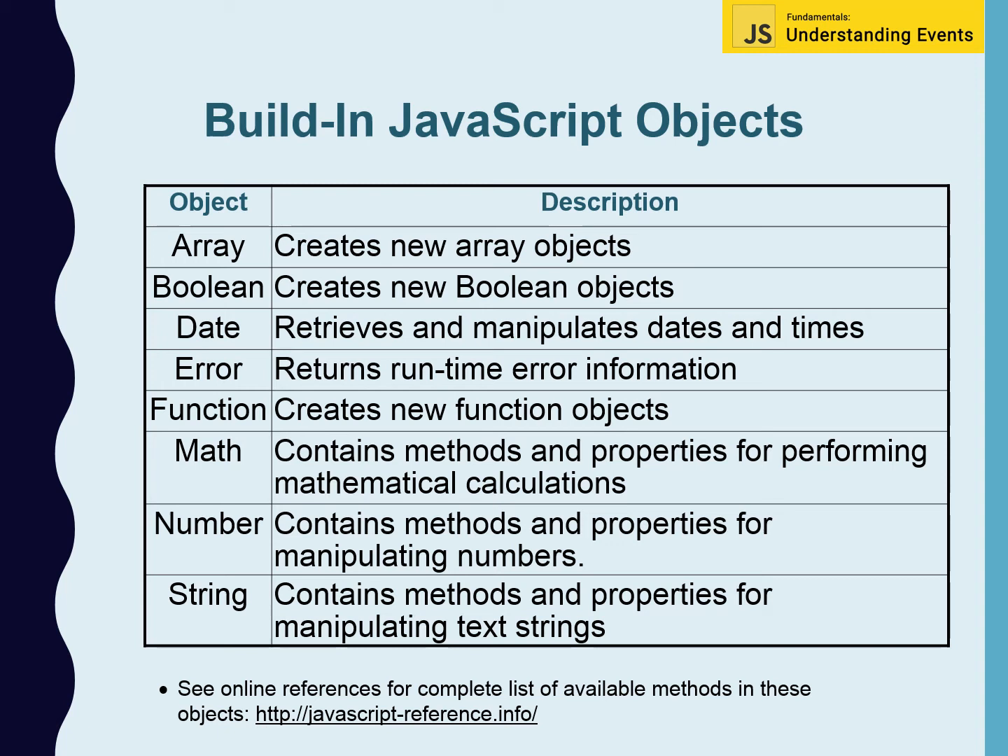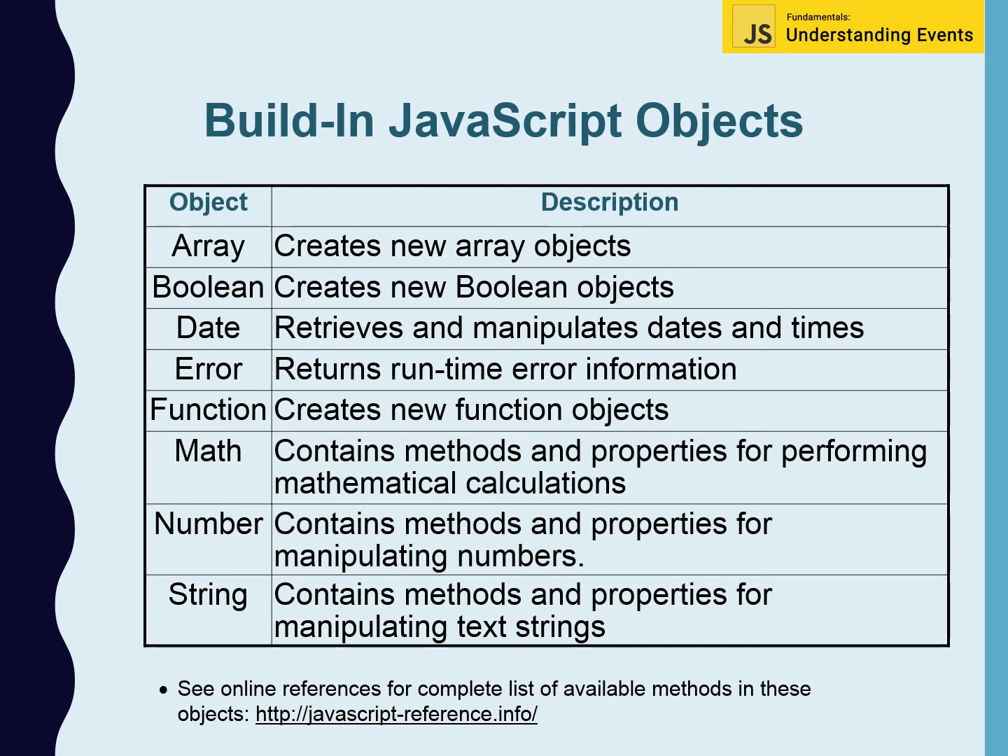Error. So it returns runtime error information. Error is always an object, or it will be treated as one in the case of an exception. So what is the corresponding error thrown? That can be identified using the error object. Function. Function creates new function objects.